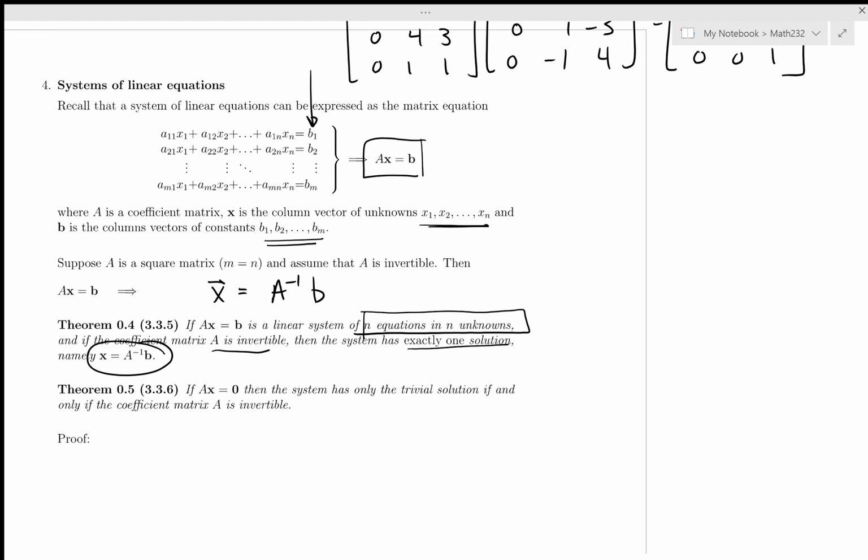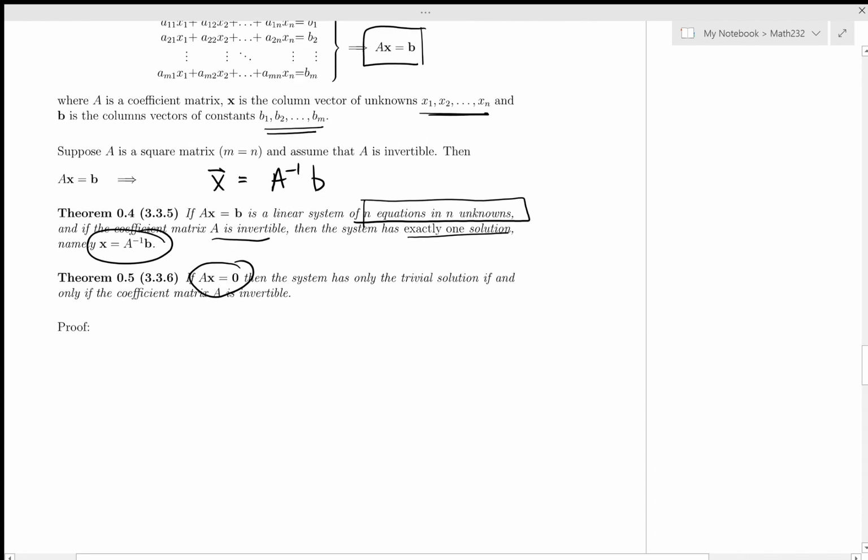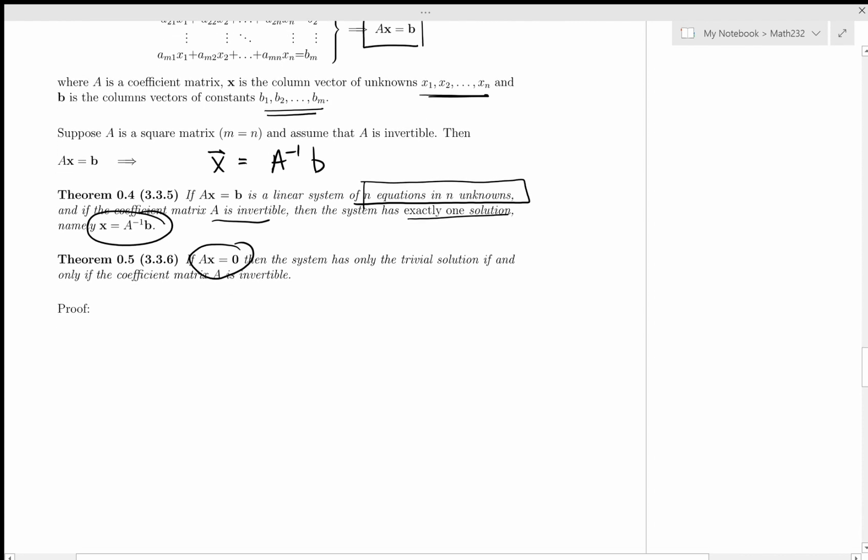Okay, next theorem. If we have a homogeneous linear system, then the solution has only the trivial solution if and only if the coefficient matrix is invertible. Okay, this is actually fairly straightforward to prove. So we'll do it. We have to do it, of course, both ways. So going in this direction, we will assume that A is invertible. Okay, and we have the linear system Ax equals 0.